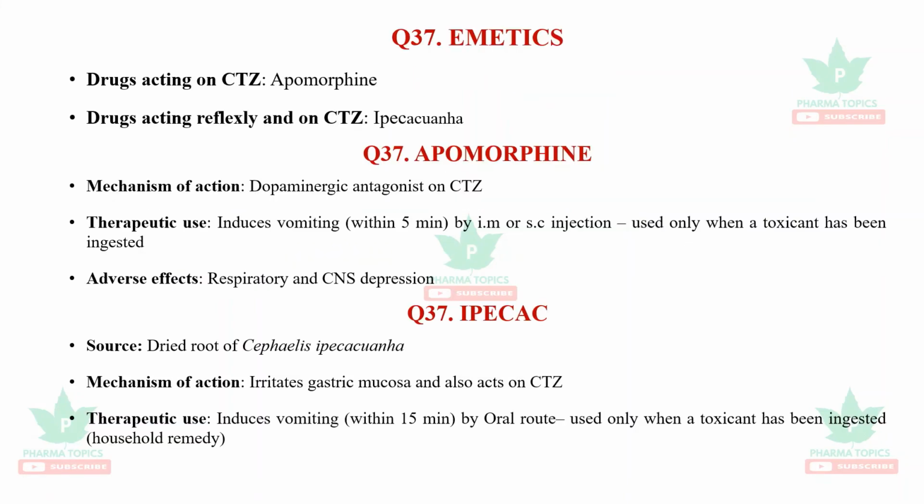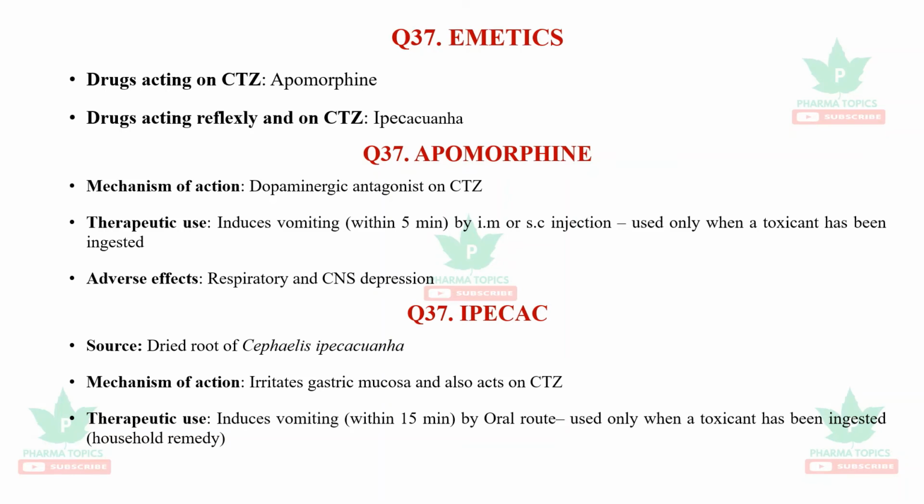Question number 37 is emetics. There are two categories of emetics. One, the drugs which directly stimulate the chemoreceptor trigger zone, which is apomorphine. And the next is the drugs which act reflexly and act on the chemoreceptor trigger zone, which is ipecac. They may directly ask a short note on apomorphine or ipecac also.